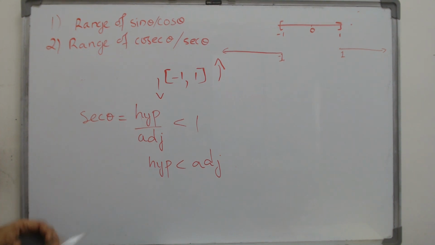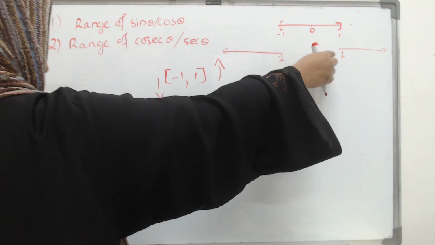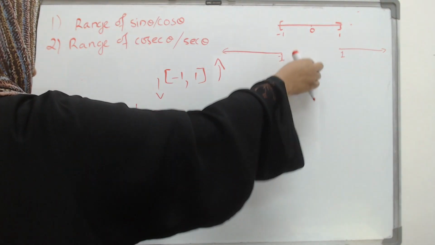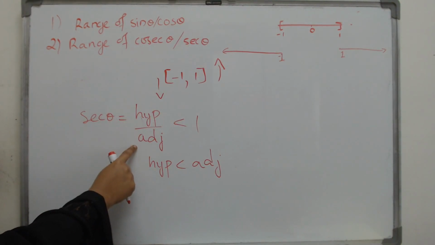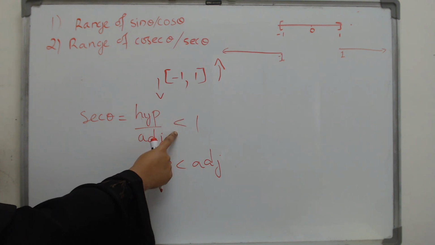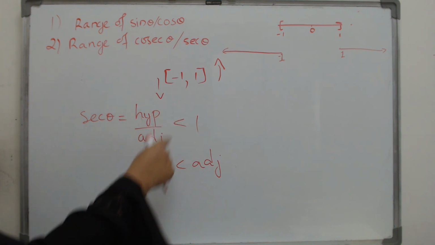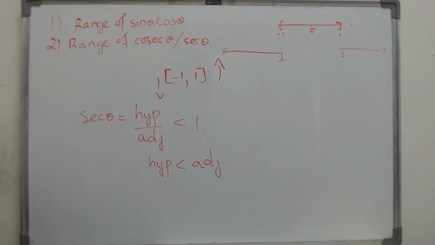Suppose your secant theta can be less than 1. It can fall in this place. Suppose. Then what will you get? Then you will get your hypotenuse by your adjacent is less than 1. That means what? By cross multiplication you will again get your hypotenuse is less than the adjacent side.